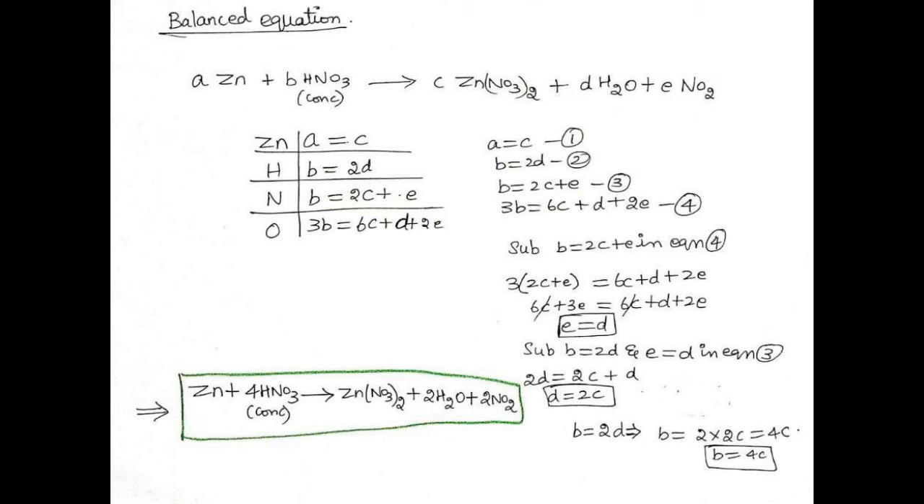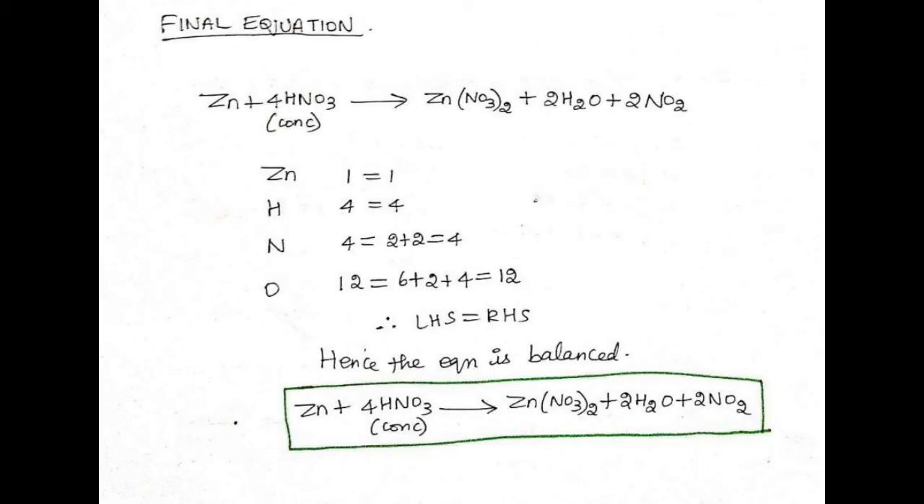So Zn plus 4HNO3 gives Zn(NO3)2 plus 2H2O plus 2NO2. So we have arrived at the balanced chemical equation. Note we are using concentrated HNO3. So friends, now we can arrive at the final equation: Zn plus 4HNO3 concentrated gives Zn(NO3)2 plus 2H2O plus 2NO2.